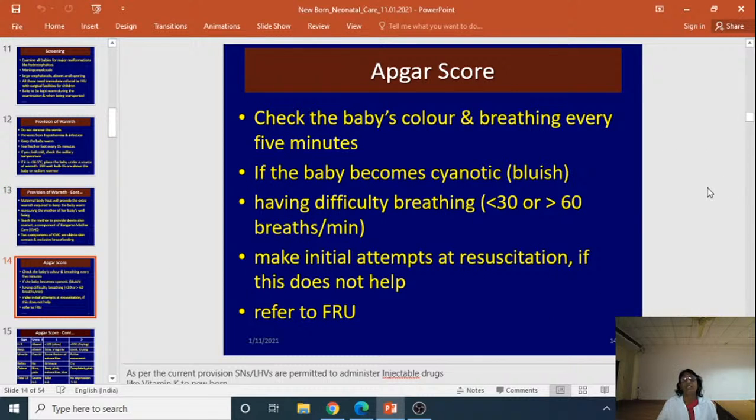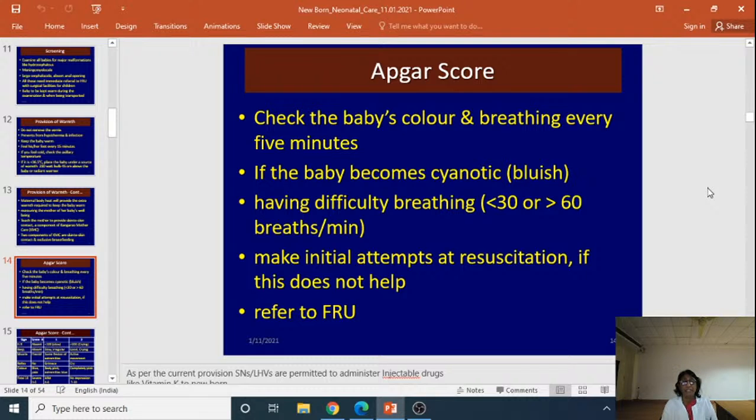APGAR score. What is APGAR score? APGAR score depends on different variables. One is the baby's color, and breathing. What is the usual color of the baby? The baby is usually pink. If the baby is pale, then you can think of anemia. If the baby is yellow, you can think of jaundice. And if the baby is blue, you can anticipate cyanosis in the baby. So the baby's color is very important.